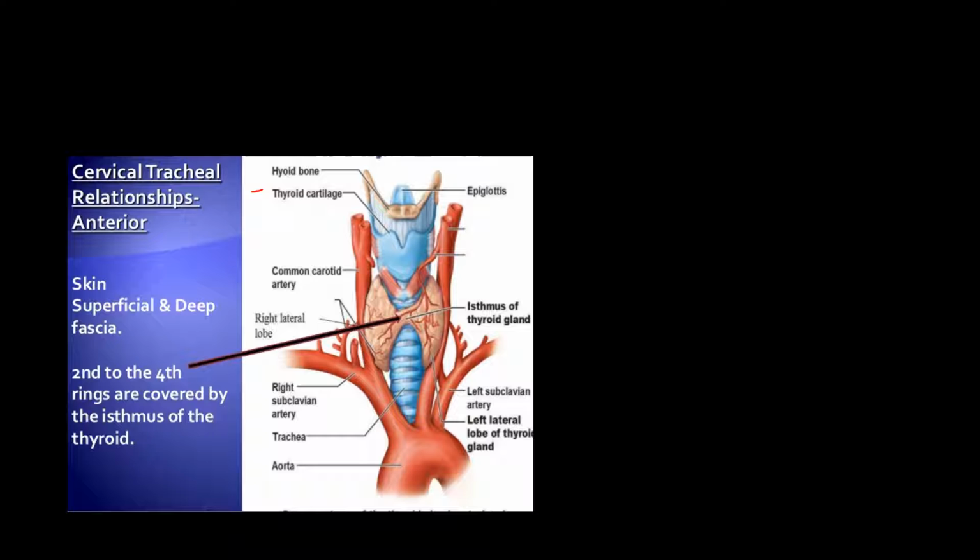That's a picture. So this is the big thyroid cartilage here, and then the cricoid cartilage, which is around here, and then this is the membrane, and that's probably the first ring here, and overlying maybe the second and third is the isthmus of the thyroid. This is the common carotid, this is the right brachiocephalic, this is the left subclavian, and obviously this is the trachea here.